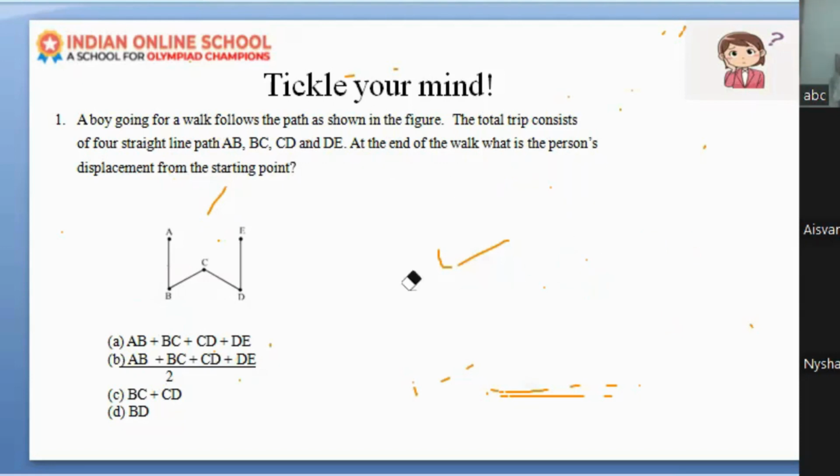Your first question is, a boy going for a walk follows the path as shown in the figure. The total trip consists of straight paths AB, BC, CD, and DE. At the end of the walk, what is the person's displacement from the starting point? What would the displacement be in this case?